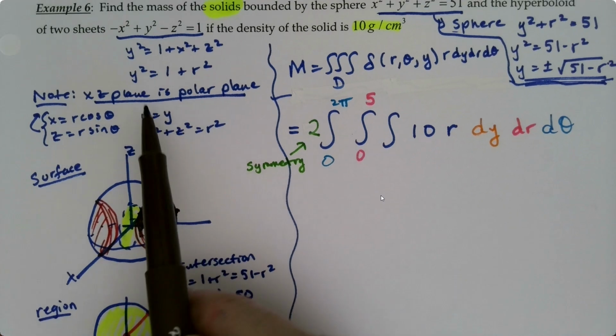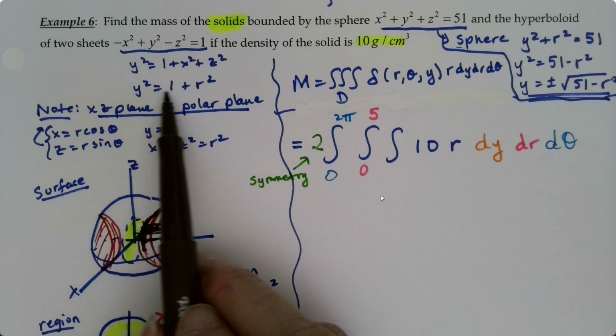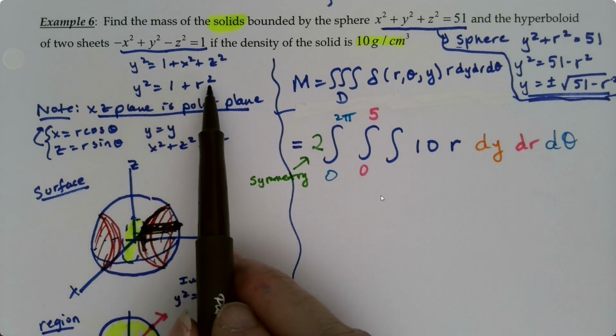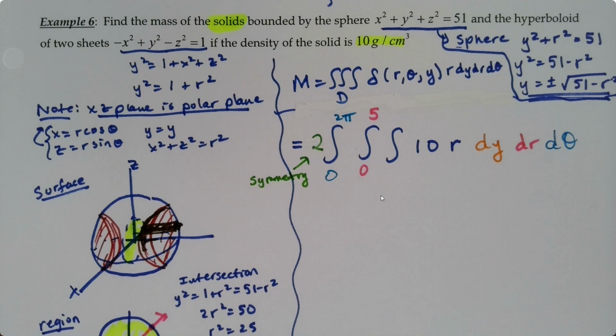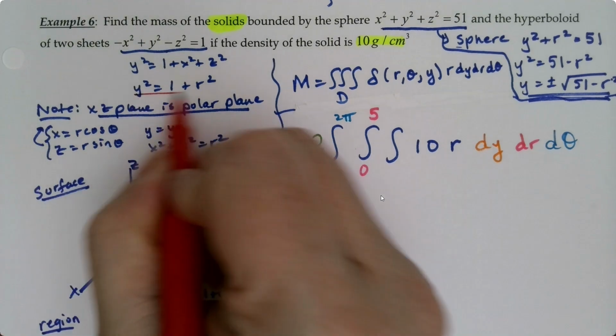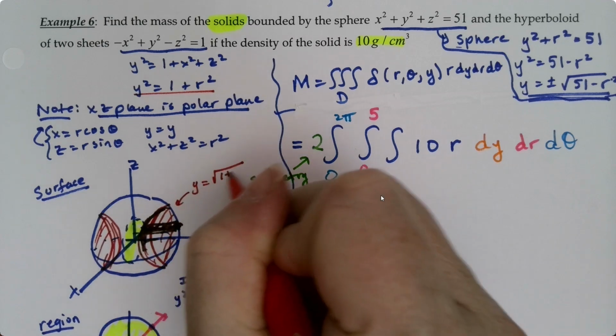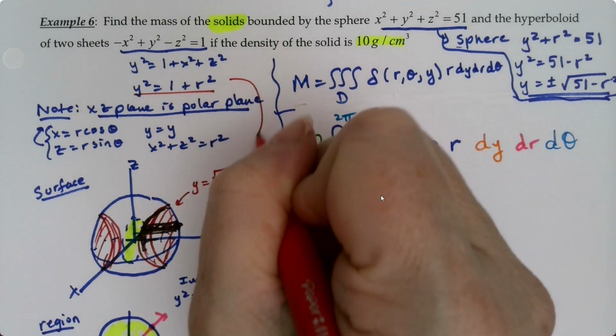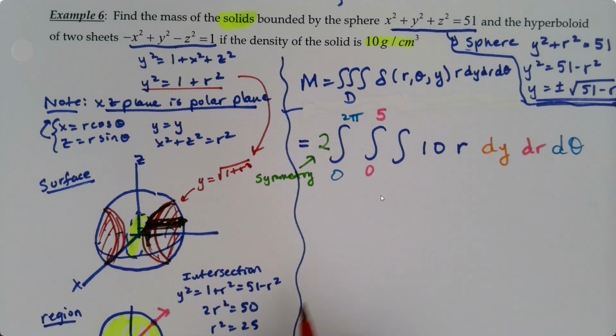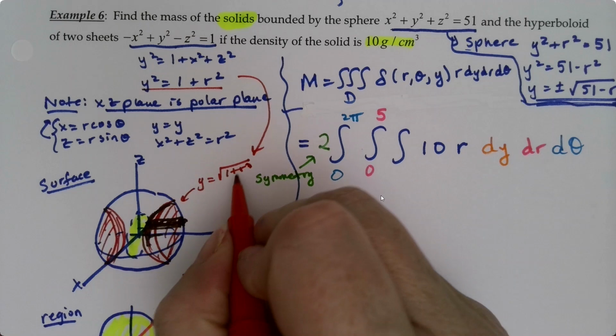So it would be y equals the square root of 1 plus r squared. Sorry, I didn't find that on its own, but let me do that. So this would be y equals the square root of 1 plus r squared. I got so excited about being in the xz plane for my polar plane that I forgot to do this.